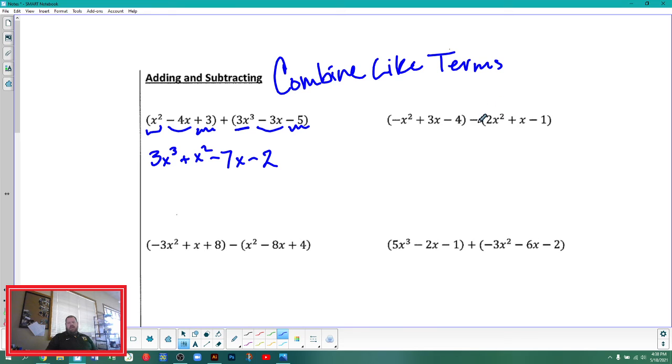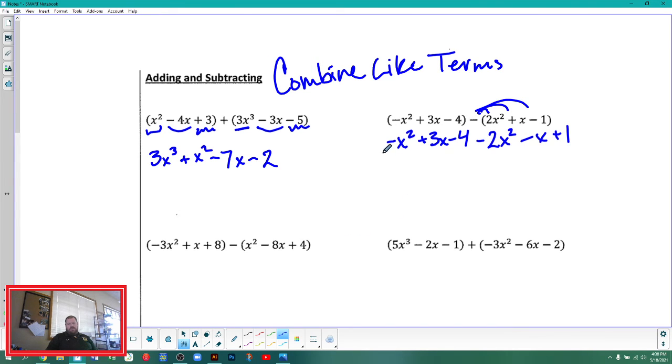Okay. When I get a subtraction problem, the first thing I should do is rewrite with distributing the negative into the second one. Think about multiplying all these by -1 or just simply switching their sign. -2x squared minus x plus 1.